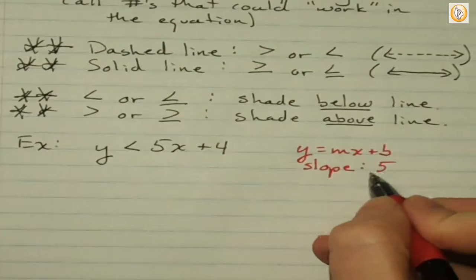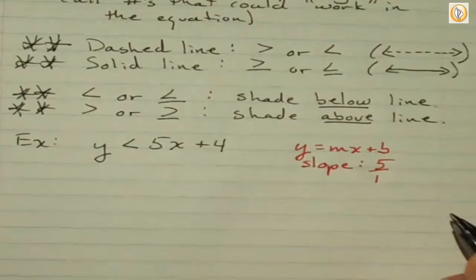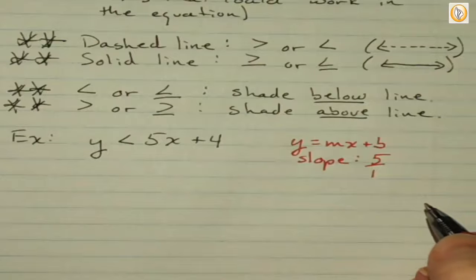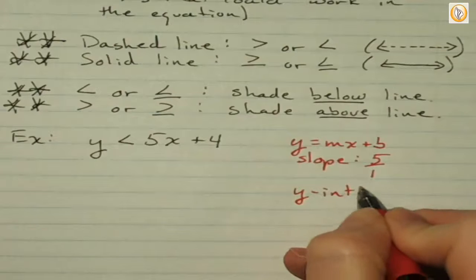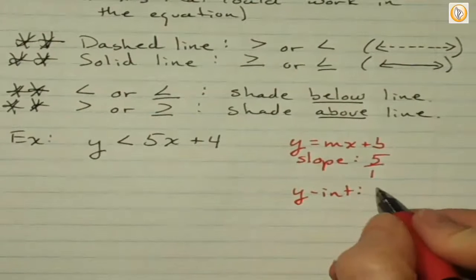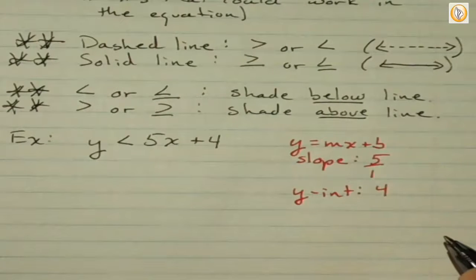All right, very good. 5/1. Y'all got to remember this. Y-intercept. Atalia? 4. Does everyone agree?